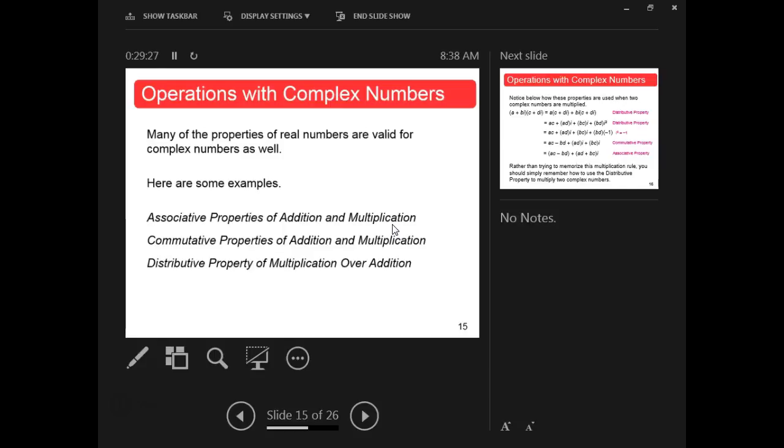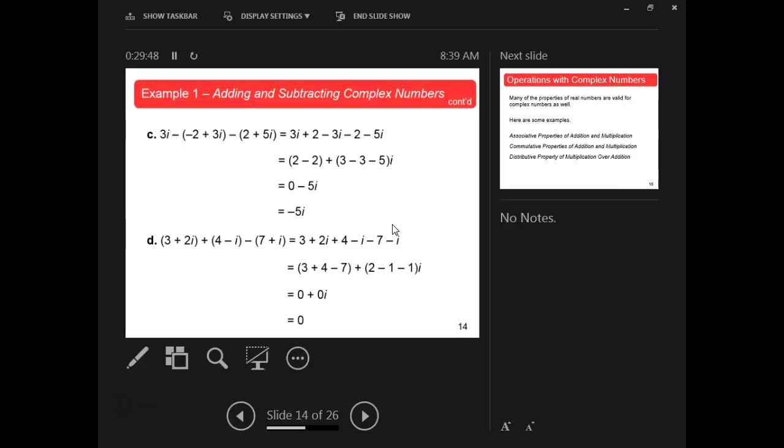Now, many of the properties of real numbers are valid for complex numbers as well. Here are some examples. Associative properties of addition and multiplication. It doesn't matter how you group them together. Going back to this one, you could have added these two first and then subtracted that from it, or subtracted this from that one and then added that to it. It doesn't matter how you group the numbers, you're going to come up with the same answer. That's the associative property of addition. It works for multiplication as well.